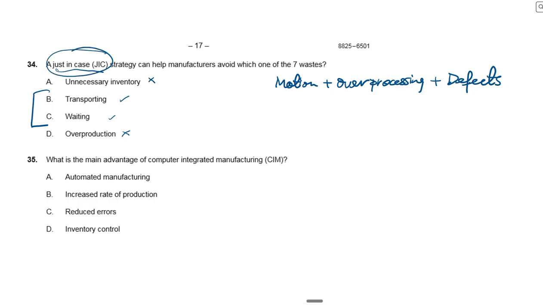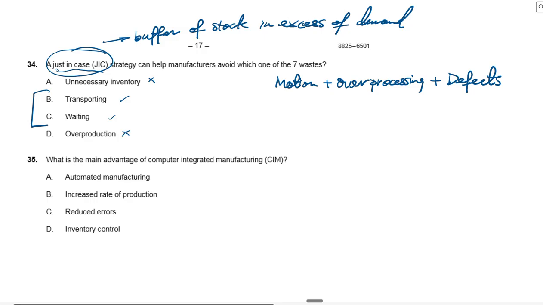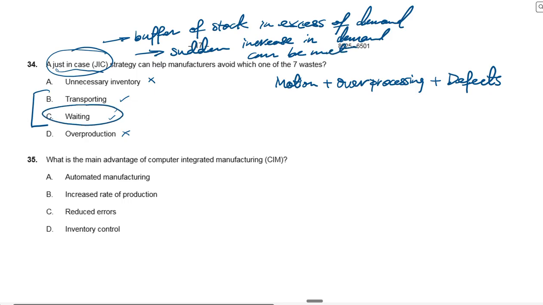And so JIC essentially means we have a buffer of stock, right? Extra stock, buffer of stock in excess of demand, so that we're not waiting, right? So now we don't have to wait for the manufacturer to make more or for an order to come in. We're just making to have this extra in advance. And if we have a sudden increase in demand, we can meet that demand, right? And we do not lose sales. So for me, waiting is the clear answer here.